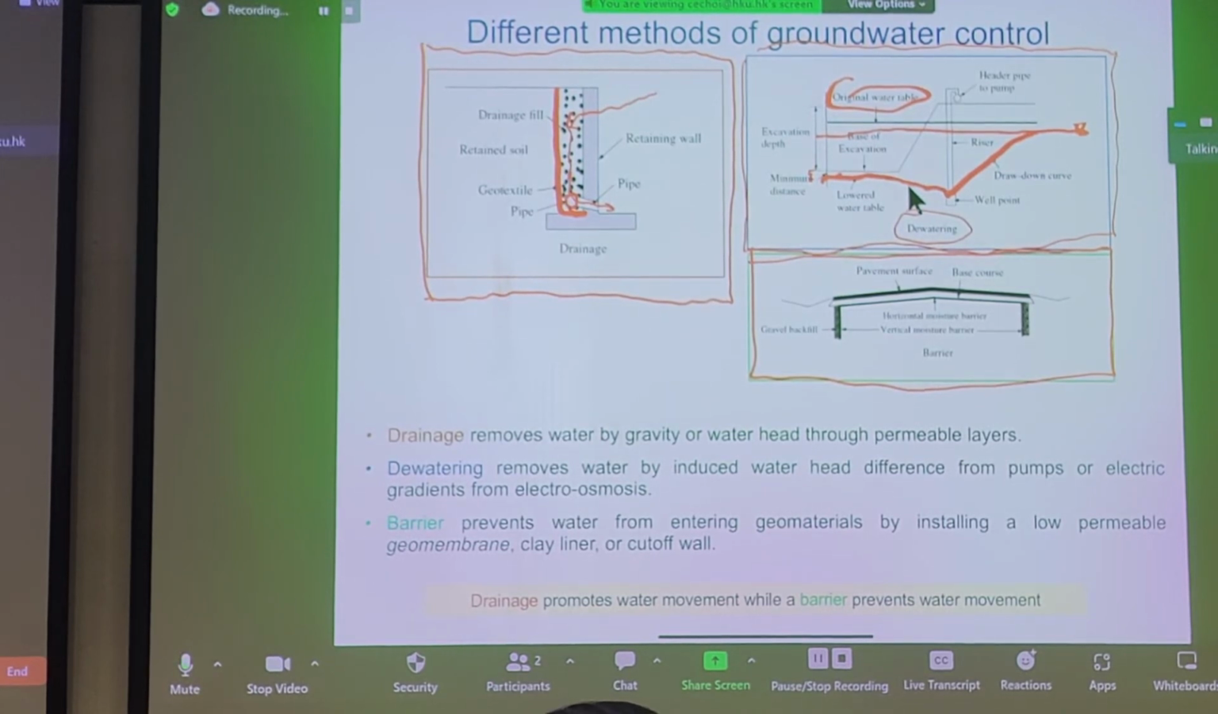So underneath here it says drainage removes the water either by gravitational effects or pervious layers. Dewatering uses pumps by creating total head differences. Barrier is just some sort of cutoff. You can also create a barrier by using grouting, as you'll see later on. You can create something we call a grout curtain, for instance, underneath the toe of a sheet pile wall to improve hydraulic cutoff, as I'll talk about in a bit. Drainage promotes water while barrier prevents it. So that's the fundamental difference between the two.